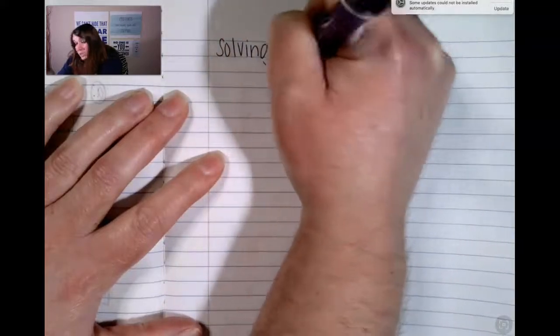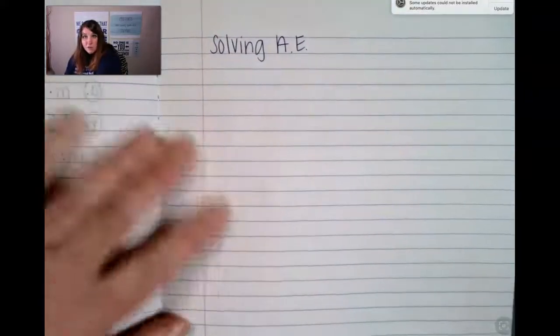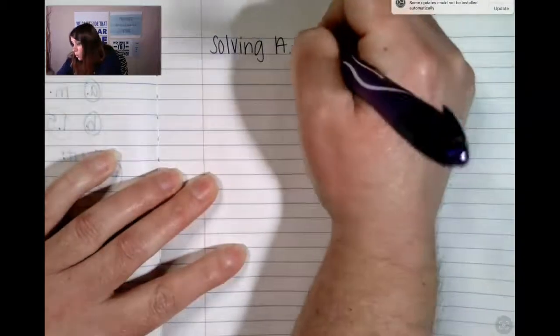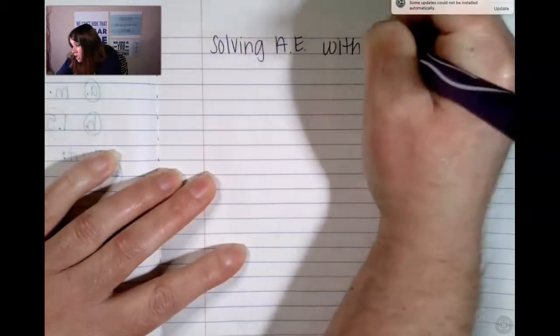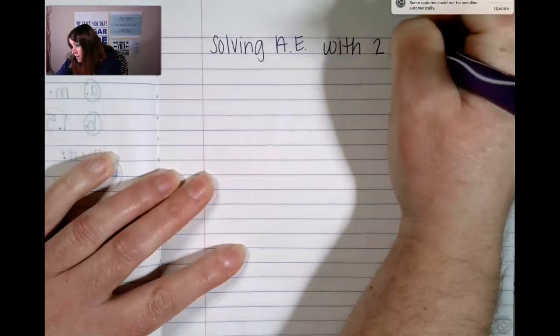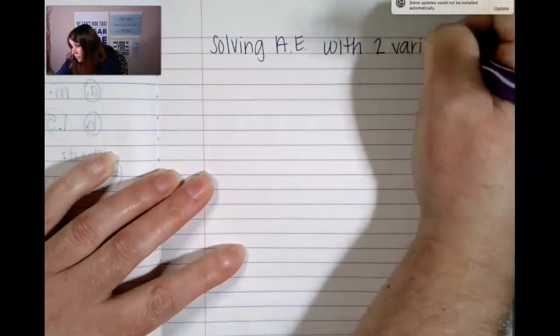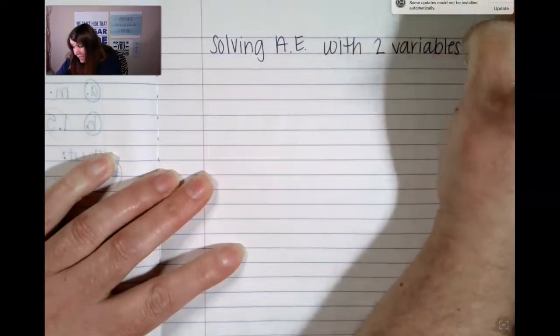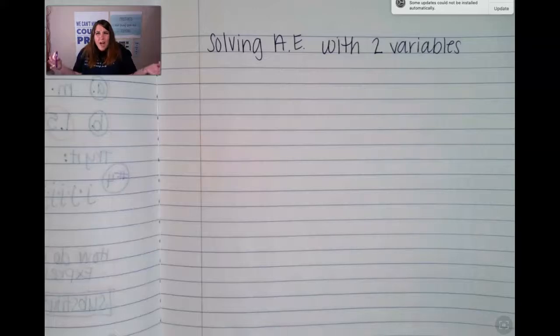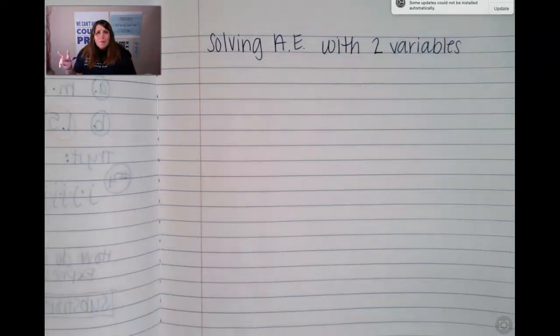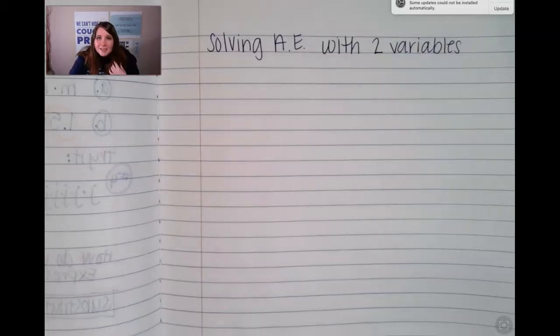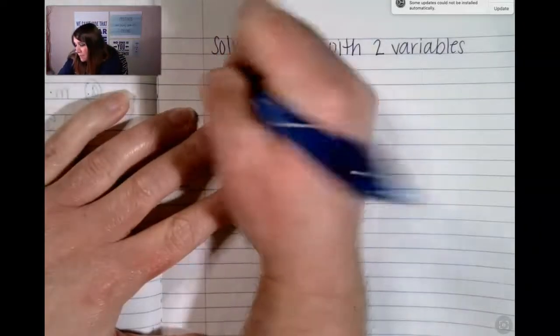Okay, so solving algebraic expressions. I'm just going to abbreviate now. Algebraic expressions with 2 variables. We're going to get tricky right now. How in the world do you solve algebraic expressions with 2 variables? How do you do this? Is this even possible? Yes, it is. And it's super fun.